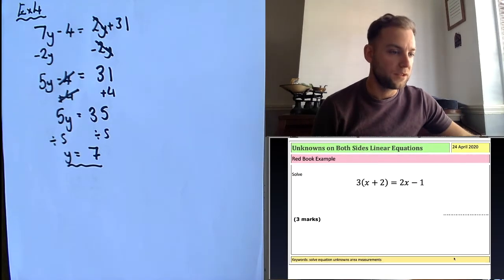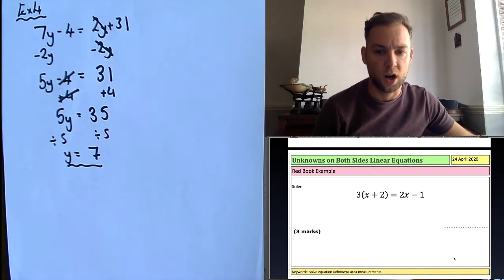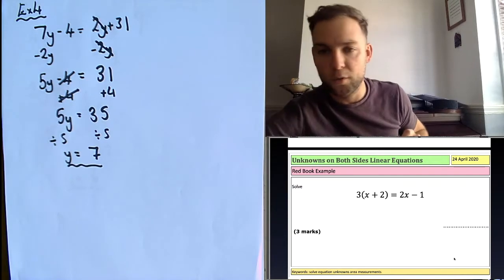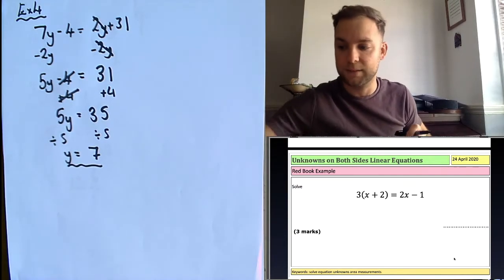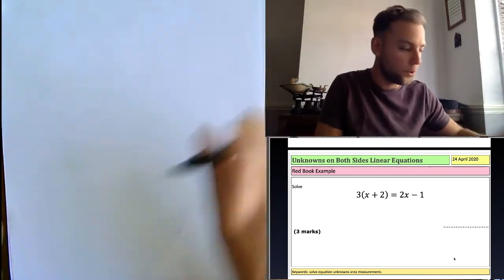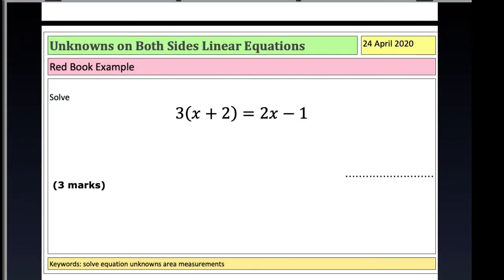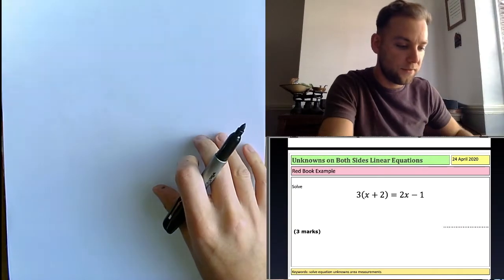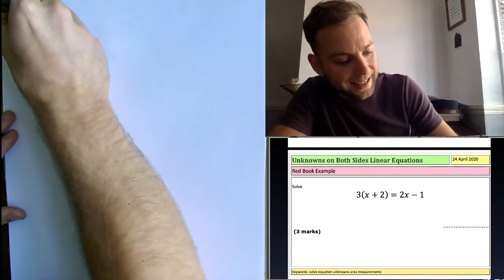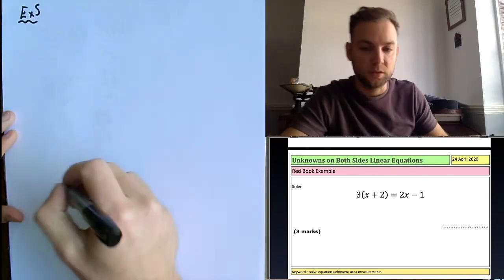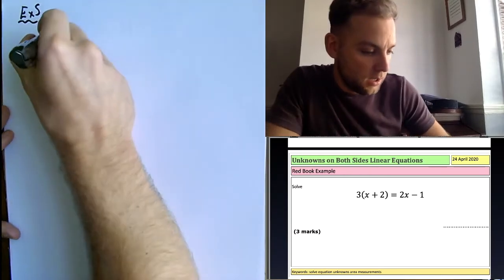So let's have a look at this one now. Now this one here isn't too much harder. I think it's probably worth pausing and having a go at this if you think you can. I will put it up there. So it's probably worth having a go at that one. So this one here is example 5. Make sure you're getting these in your notes so you can always refer back to them.